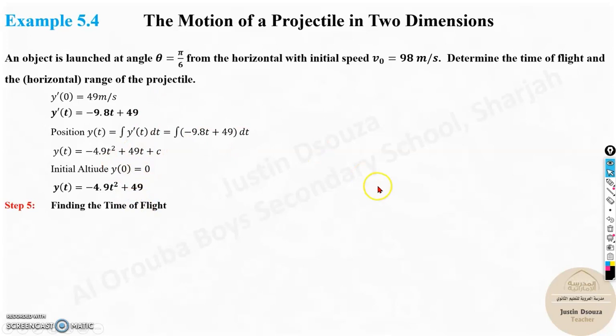Okay. I just realized I've made one mistake. I apologize for it. It is t over here. Is that clear? Why? Because over here we have minus 4.9 t squared plus 49 t. This is 0. Okay, I missed the t. I apologize for it. Now step 5 is finding the time of flight.